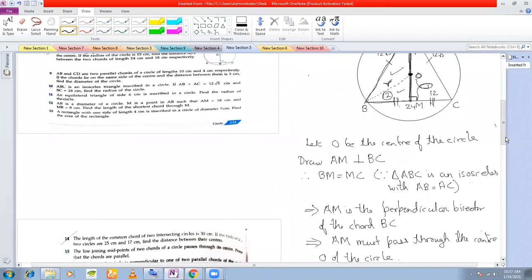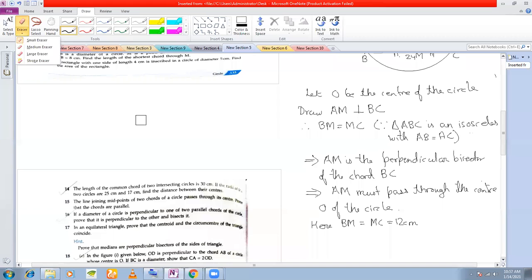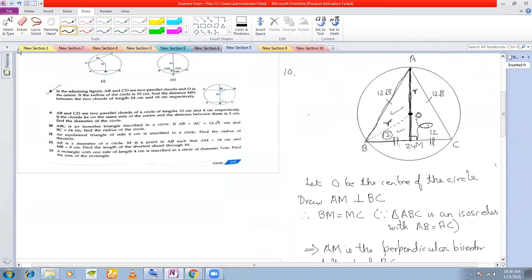So the length of BM and MC is half of BC. So let us write half of BC here. BM is equal to MC is equal to half of BC, which is half of 24, which is 12 centimeters. Okay. So let us just do this in a fair way a little bit. This length is 12 and these two lengths are 12.